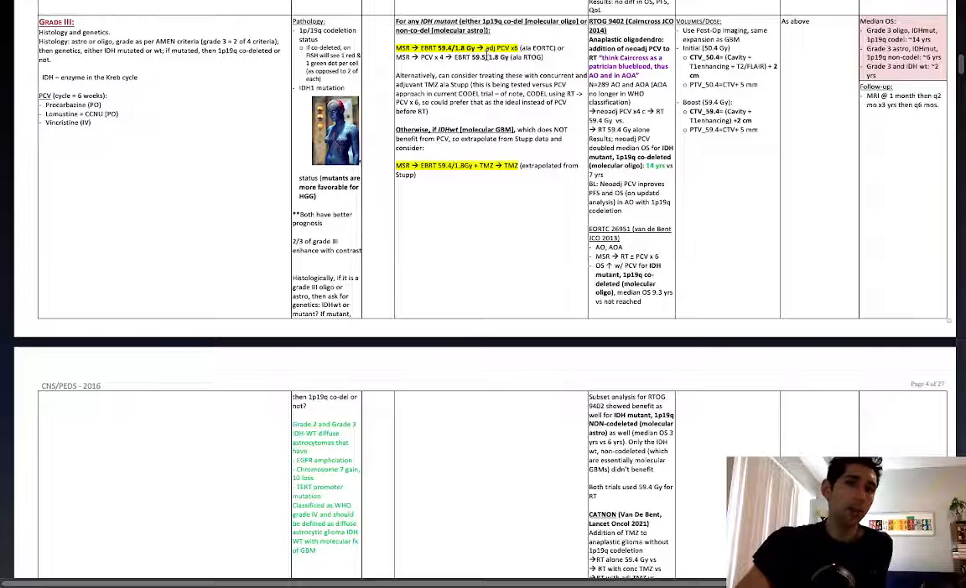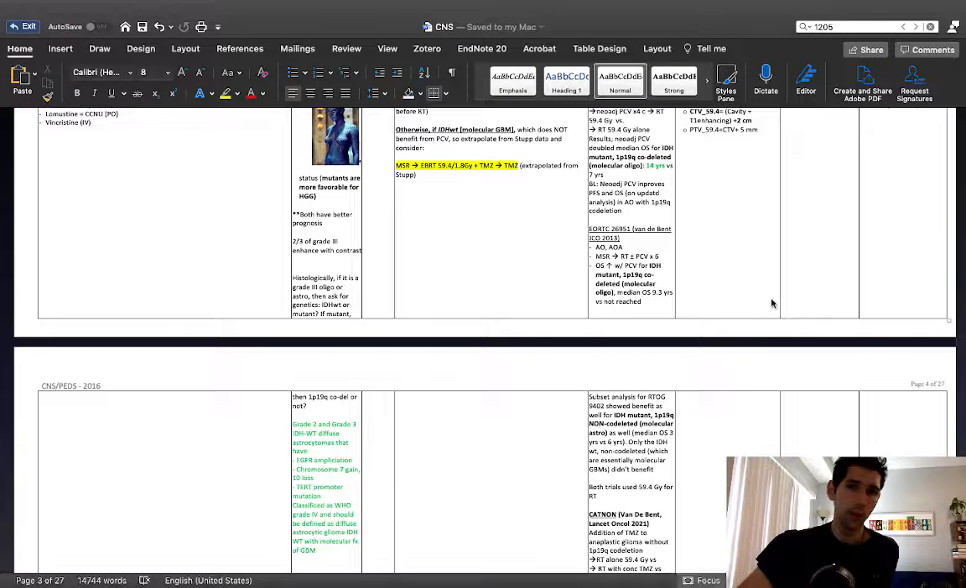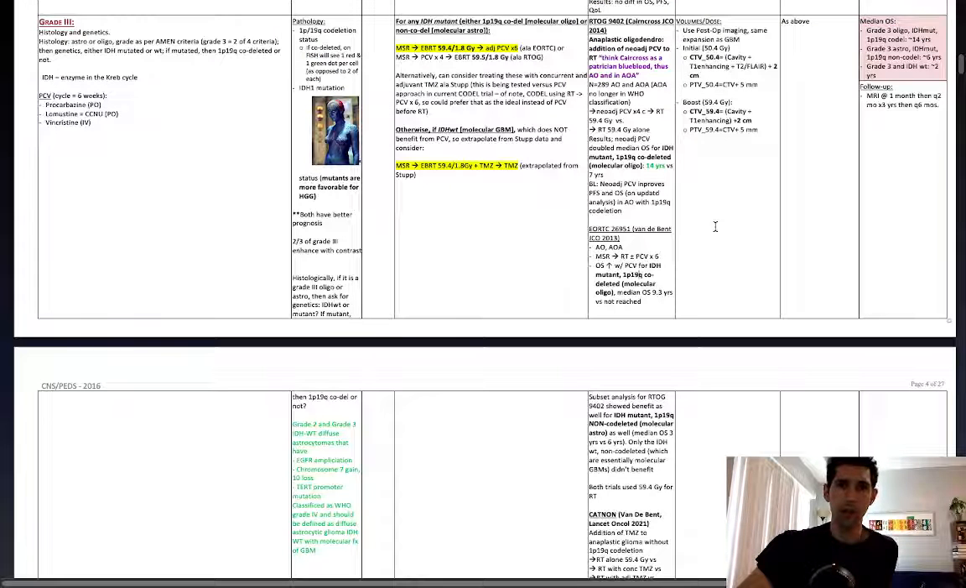For any IDH mutant, either 1p19q co-deleted, molecular oligo, or non-co-deleted molecular astro, the goal paradigm is going to be maximum safe resection, followed by external beam radiation, 59.4 at 1.8 gray per fraction, followed by adjuvant PCV times 6 cycles. This is EORTC. This is generally what's favored. Alternatively, the other option would be maximum safe resection, then chemo up front, PCV times 4, then external beam radiation, 59.4, 1.8 gray per fraction, RTOG.